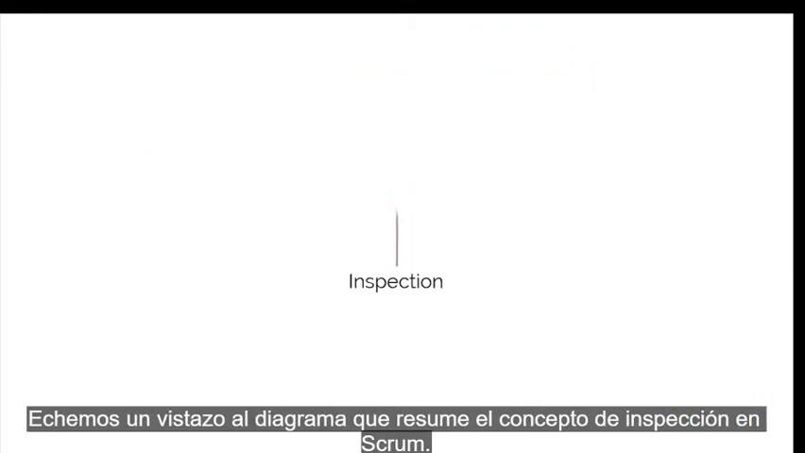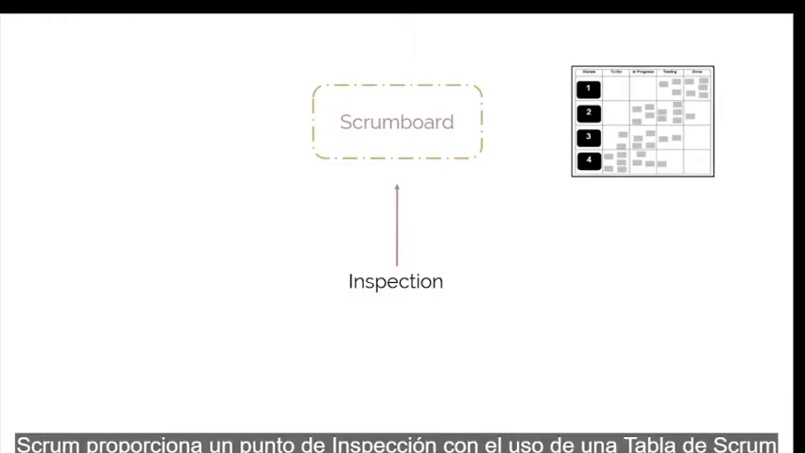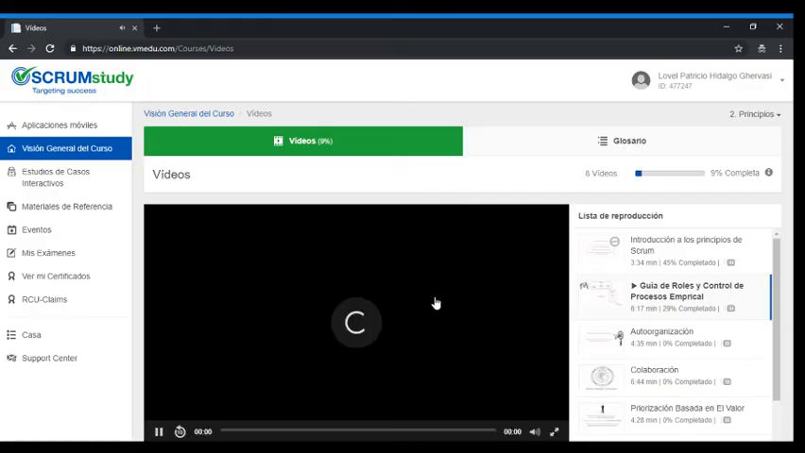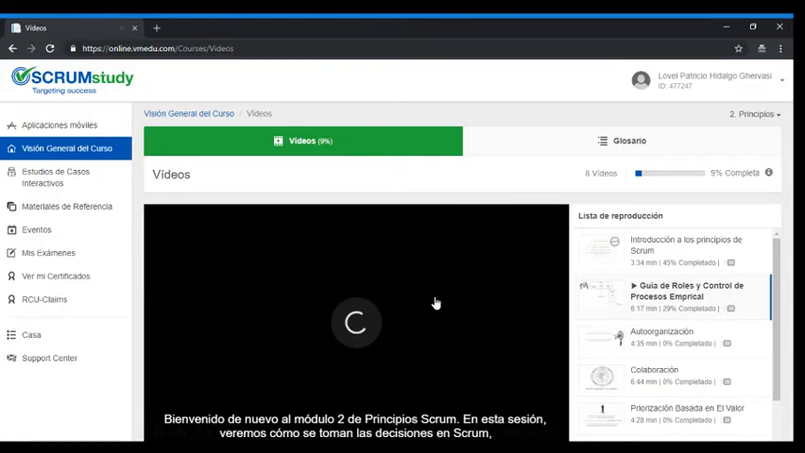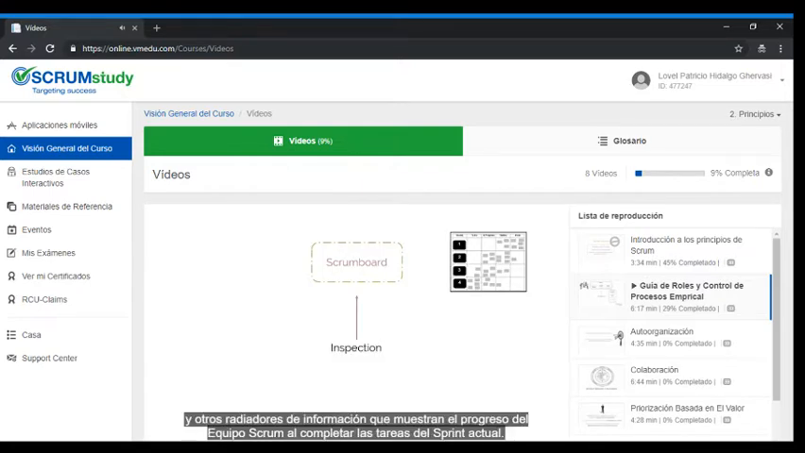Let's have a look at the displayed diagram, which summarizes the concept of inspection in Scrum. Scrum provides a point of inspection with the use of a common Scrum board and other information radiators, which show the progress of the Scrum team on completing the tasks in the current sprint.